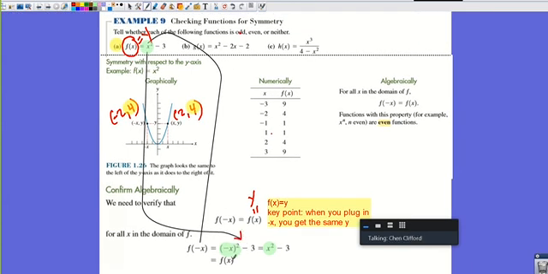Once you plug it in, again, negative x squared is x squared, and now you get x squared minus 3, which matches. Look at the blue highlights. They match. And if you get a match, that means it's an even function, because it matches.